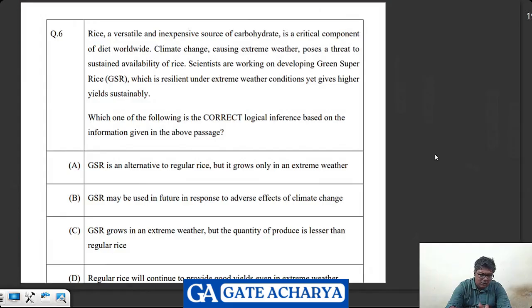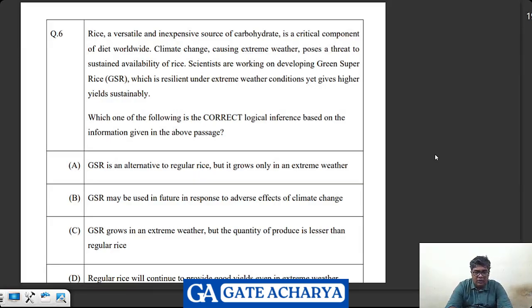So you have to read each and every option and then come to a proper best answer. Next, GSR grows in an extreme weather, but the quantity of produce is lesser than regular rice. No. There, GSR is a resilient rice under extreme weather, also gives higher yield sustainably. So the yield is also sustainable. So C is not proper.